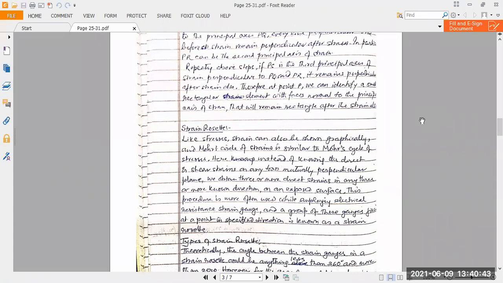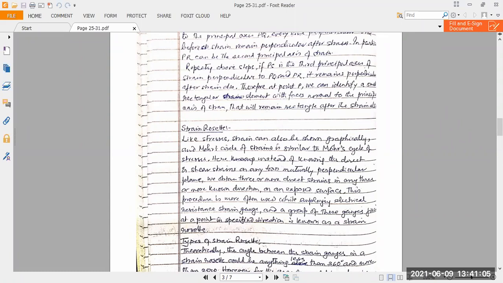We set these gauges as a group, say minimum 3, maximum can be 6, etc. And this group of gauges is defined as the strain rosette. Means this group of strain gauges will give you the strains in specific directions, and from the strains you can calculate the stresses if necessary.